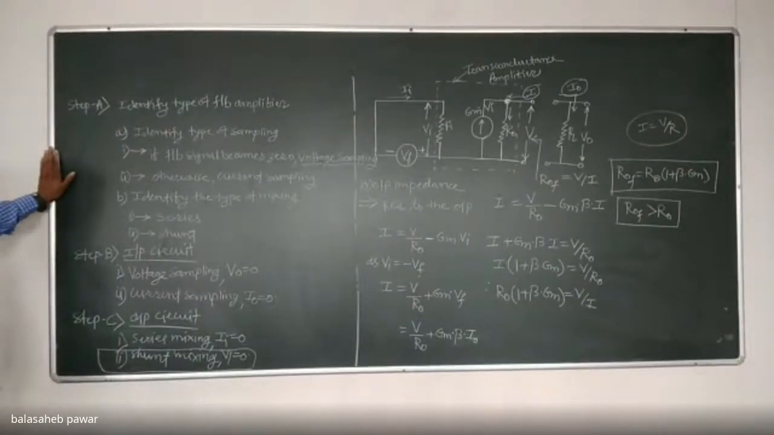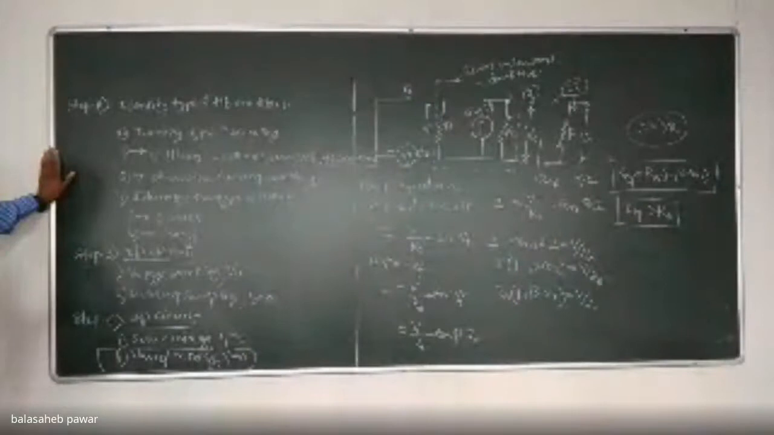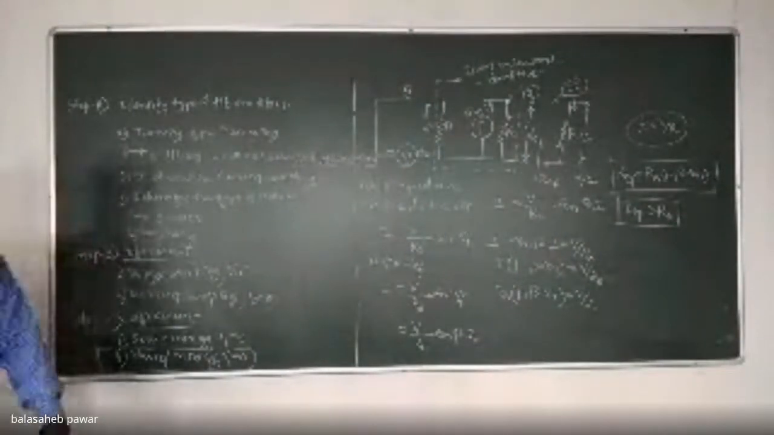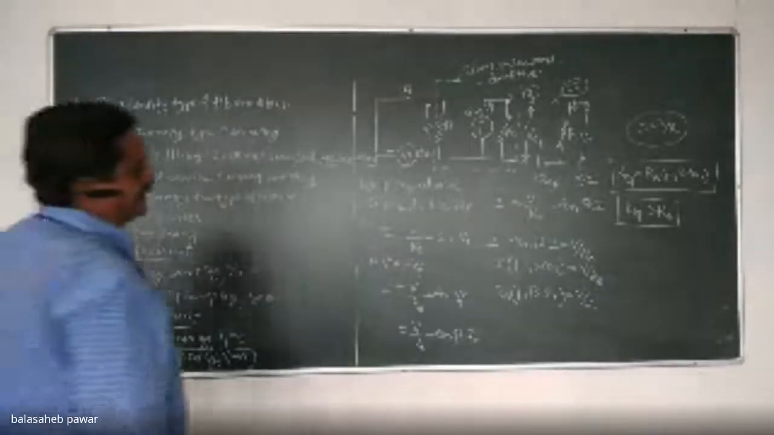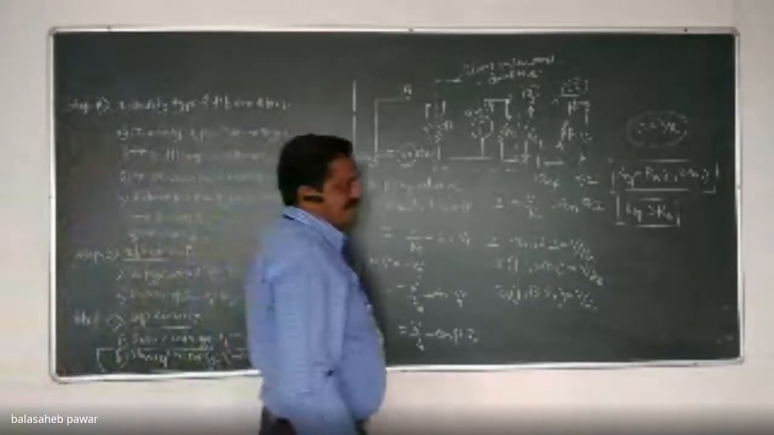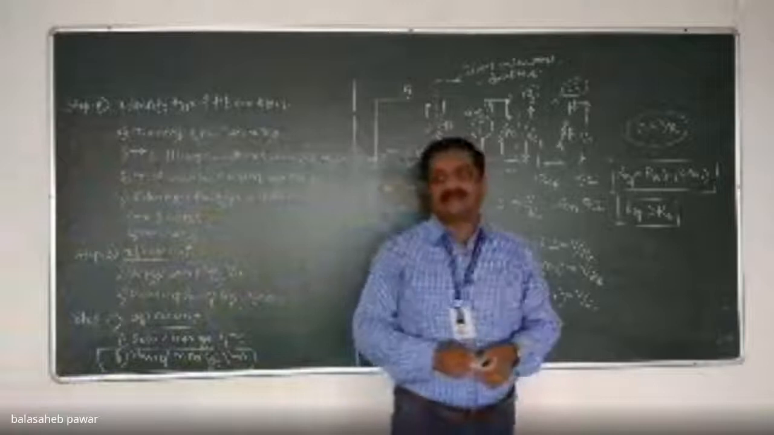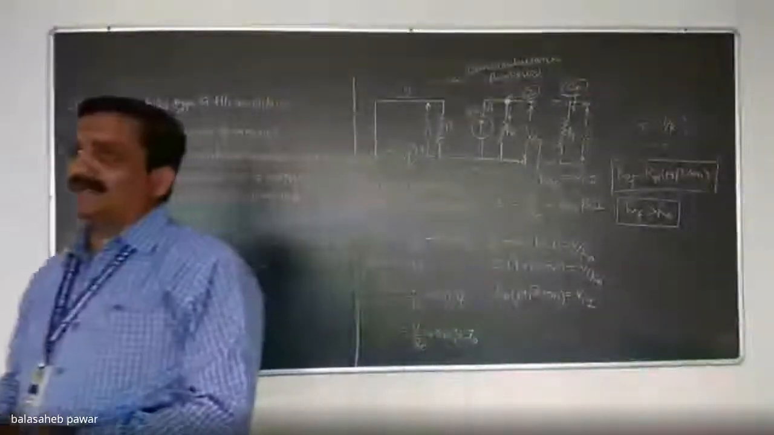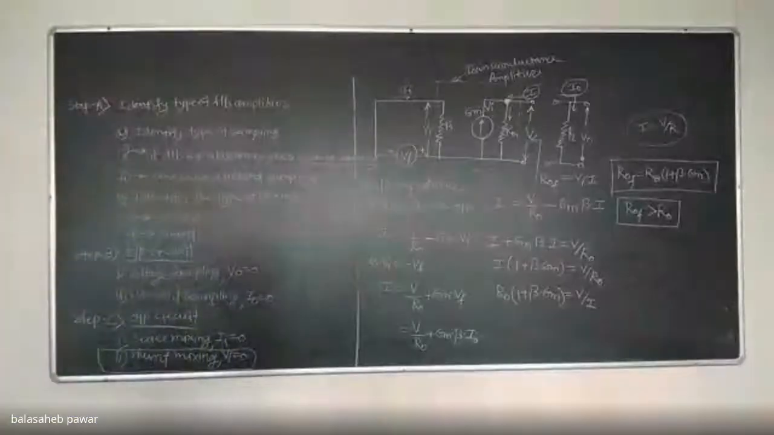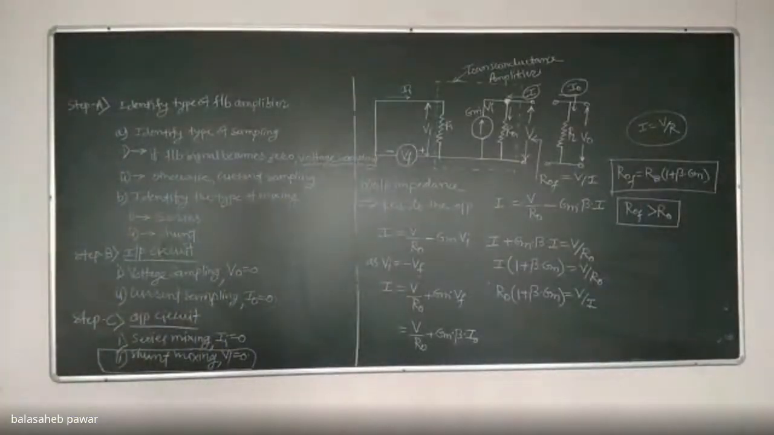Is it clear? And again, few steps are there. You just note down. Step D: replace each active element, that is transistor, the MOSFET that will be given in that circuit diagram. So replace all active elements by their AC equivalent model.